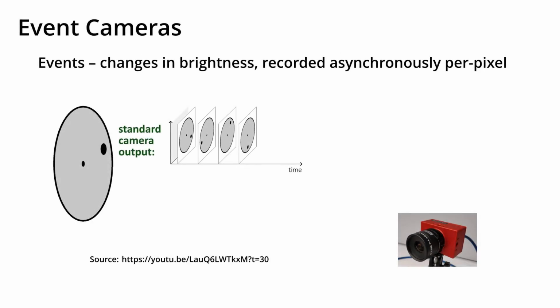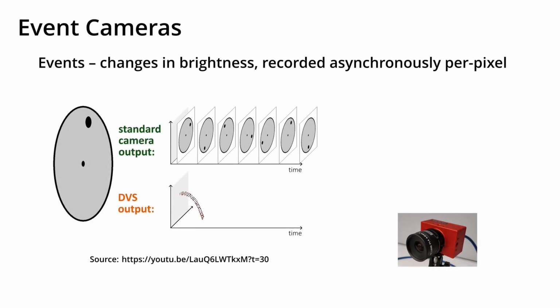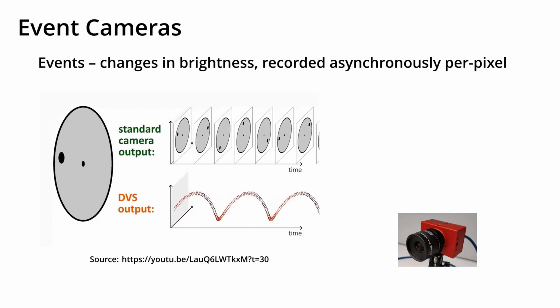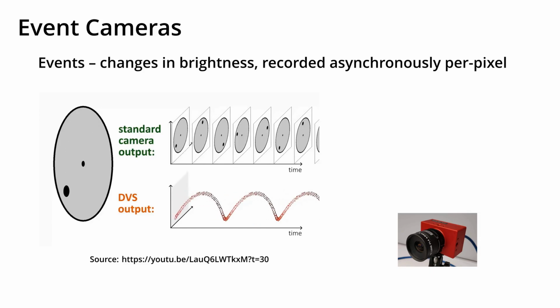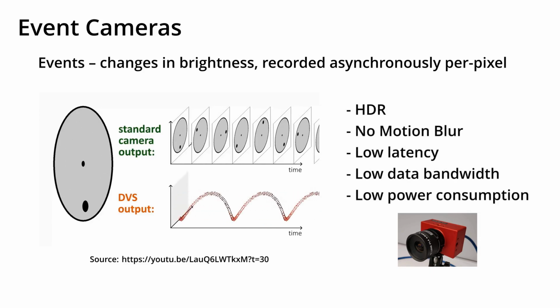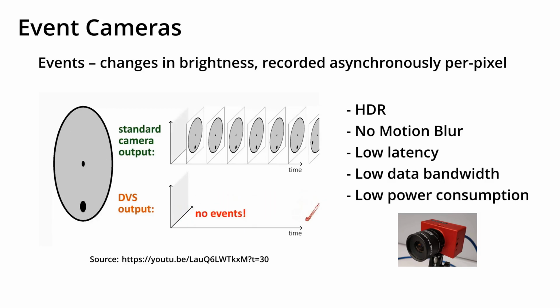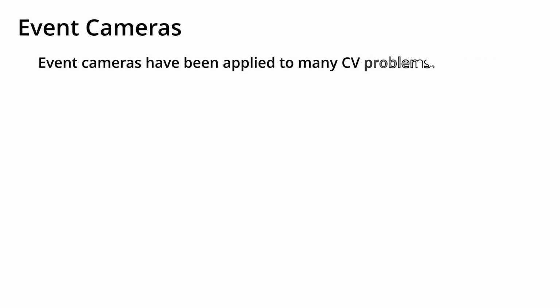In contrast to traditional shutter-based cameras, event cameras record asynchronous events, which are per-pixel changes in brightness. This results in high dynamic range, lack of motion blur, low latency, improved data bandwidth, and less power consumption. Event cameras have recently been applied to many computer vision problems.